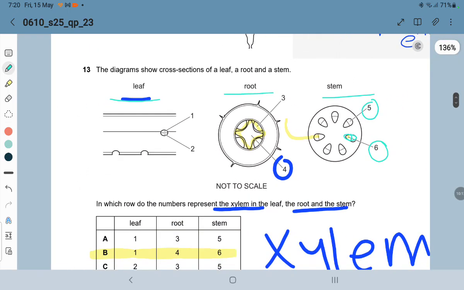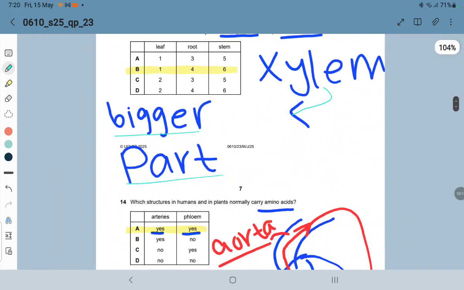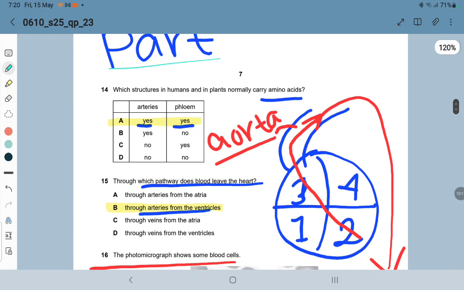So of course 6 is what? 6, it is the xylem of the stem. Number 14. Which structures in human and plants normally carry amino acid? Of course, arteries and phloem. You tell me why phloem?